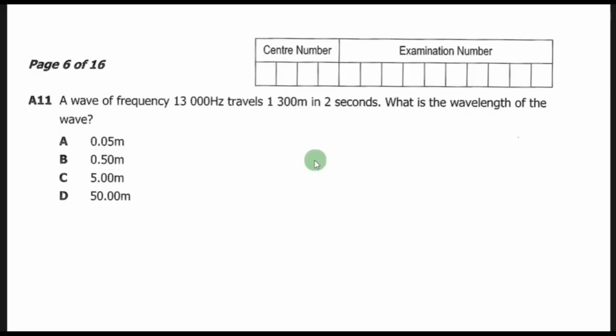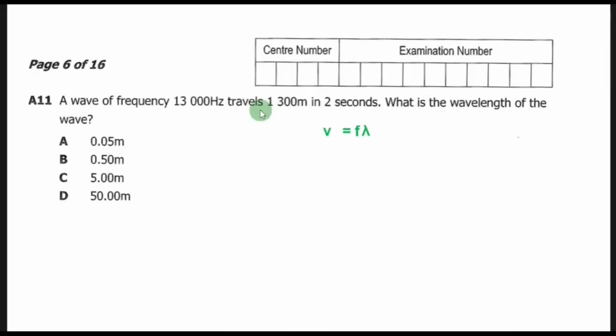Alright, to find the wavelength, we must use what we call the wave equation, which you must know. The wave equation says velocity is equal to frequency times wavelength. For us to use the equation, we need to know all the data we are supposed to use in it.